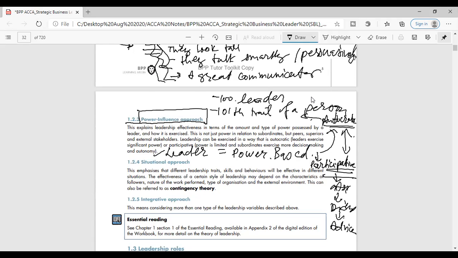Situational approach. So power is one approach to define leadership. Then the second approach is situational. It is also in the modern textbook called situational leadership. Have you heard of it?